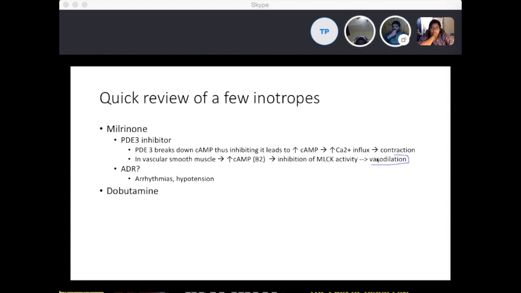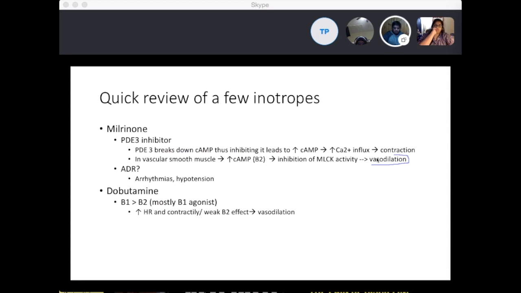And one other one is dobutamine. What is dobutamine? Beta 1 and beta 2. Right. But which one does it have a greater effect on? Beta 1. Yeah. So it's beta 1 greater than beta 2, and it's a beta 1 agonist or beta 2 agonist.